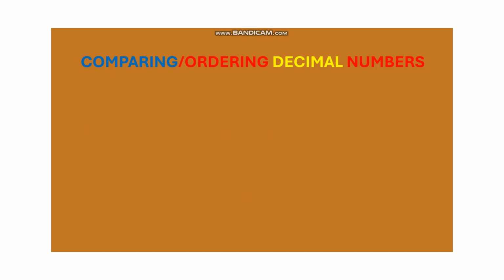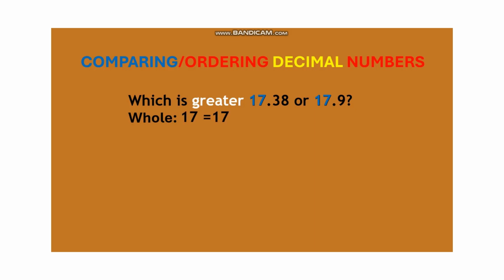Comparing or ordering decimal numbers. Which is greater, 17 and 38 hundredths or 17 and 9 tenths? To do this, we use the whole number to compare. The whole number for the first number is 17, and for the second one is also 17. So the whole numbers are the same, and we can use 17 to compare the two numbers.